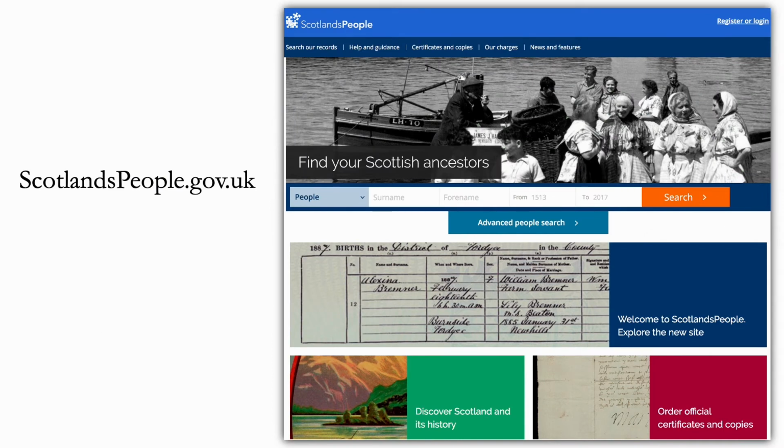The ScotlandsPeople website is maintained by the National Records of Scotland, a non-ministerial department of the Scottish Government, which was formed in 2011 from a merger of the General Register Office for Scotland and the National Archives of Scotland. The website contains the statutory registers of births, marriages, deaths, census returns, church records, valuation or tax rolls, and legal records from Scotland's courts of law.